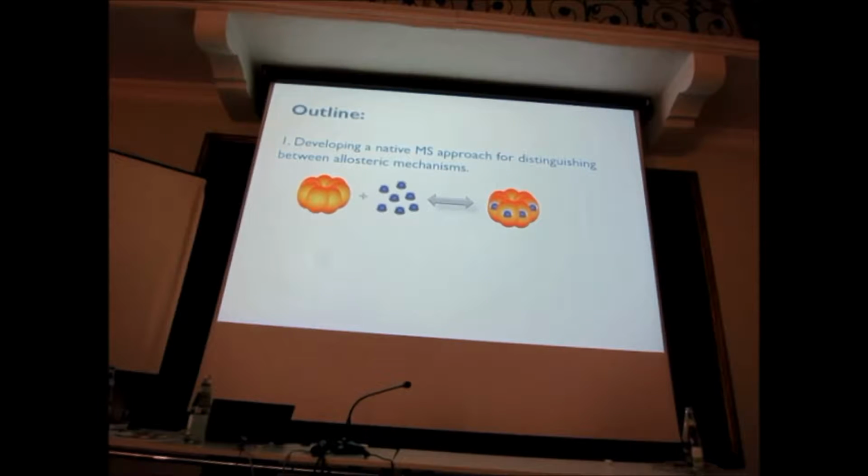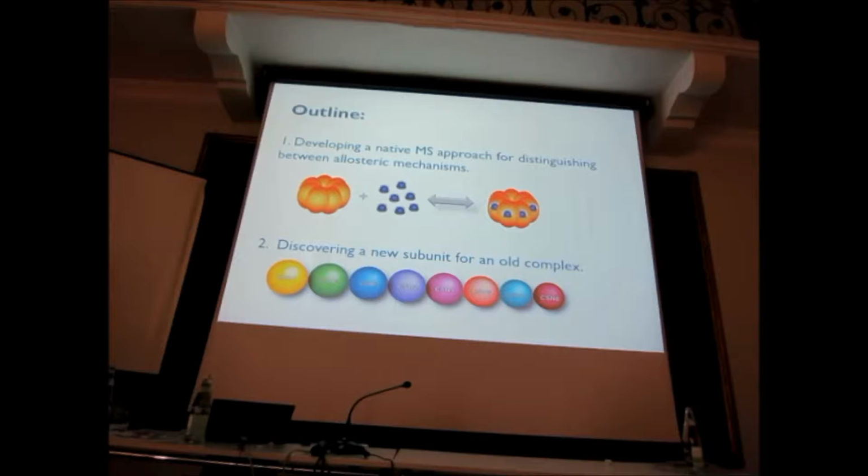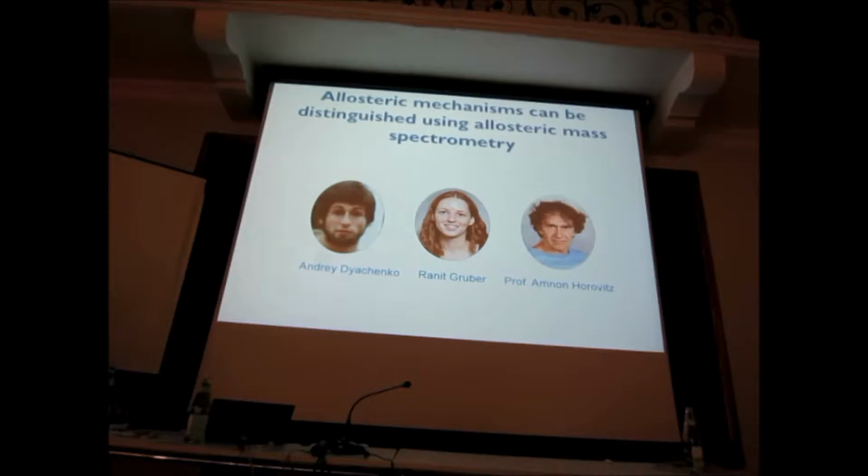In the first part of my talk, I will demonstrate how we use the native mass spectrometry approach in order to develop an approach to define the allosteric mechanism and function of large protein complexes, especially ligand-driven protein complexes. And in the second part of my talk, I would like to demonstrate how we use this method to discover a new subunit for an old complex, and I'll demonstrate how we discovered the existence of the ninth subunit for the signalosome complex. So let's start with the first part of my talk, which focuses on a method for defining the allosteric mechanism of function of ligand-driven protein complexes.